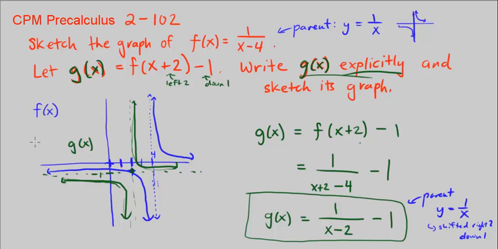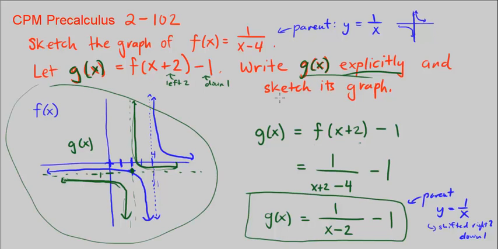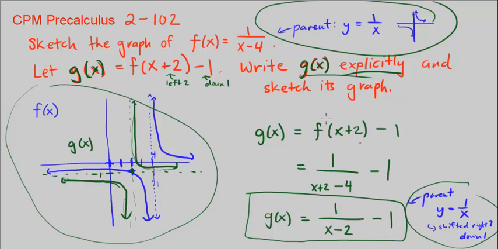All right. So you can put them on the same plot, or you can put them on different axes. That is fine. But as you can see, they have the same shape. They have the same parent graph, and g of x is just transformations from f of x. All right, so that is going to end CPM Precalculus Chapter 2, number 102.